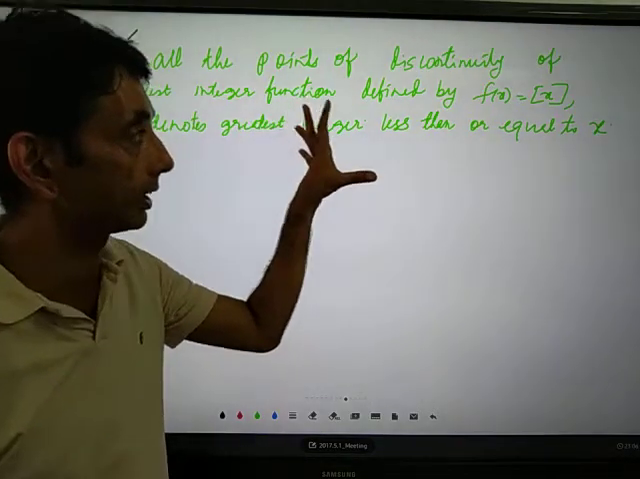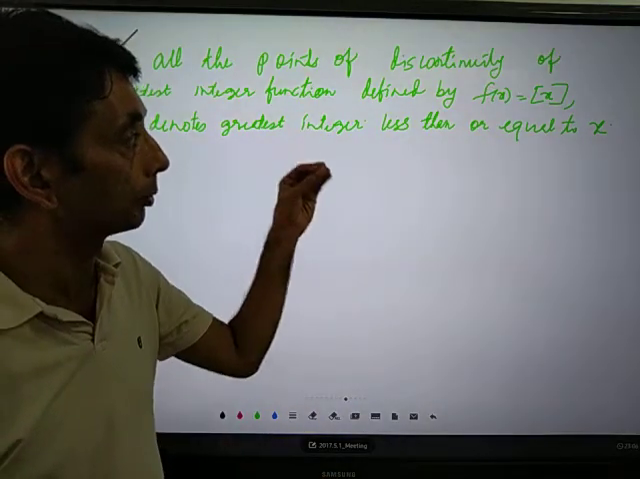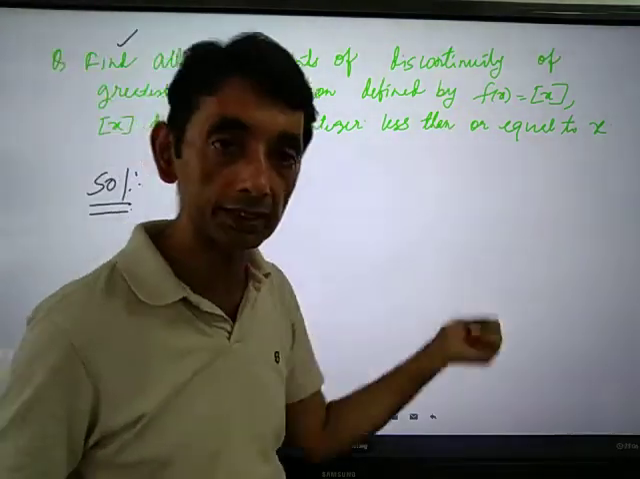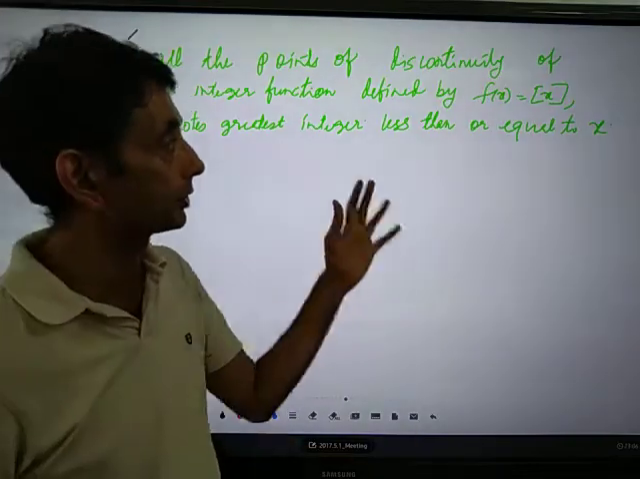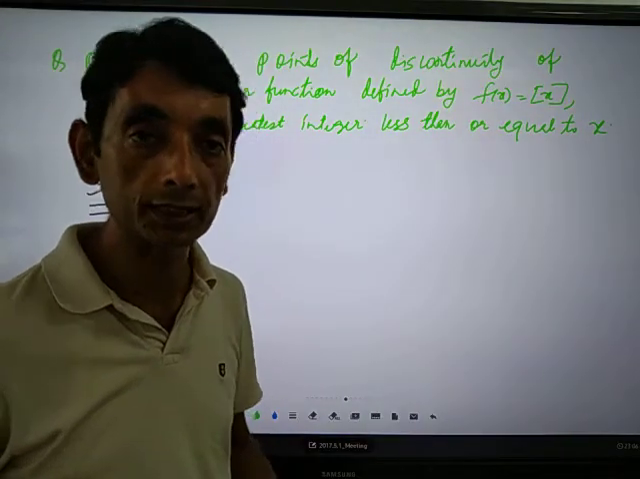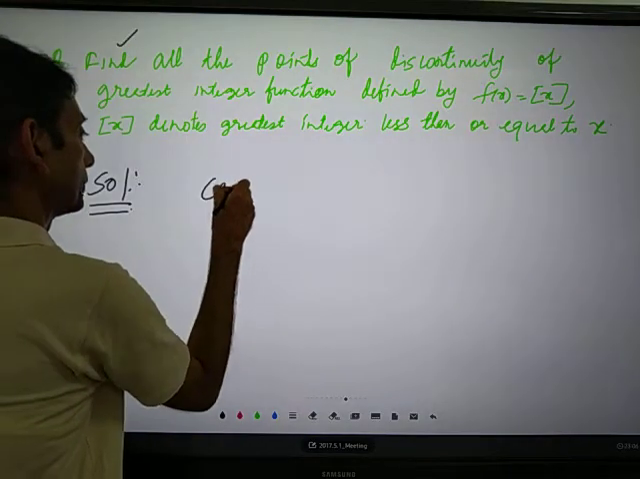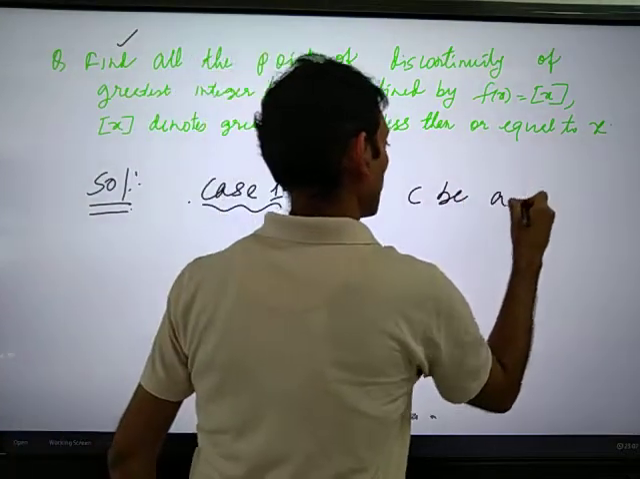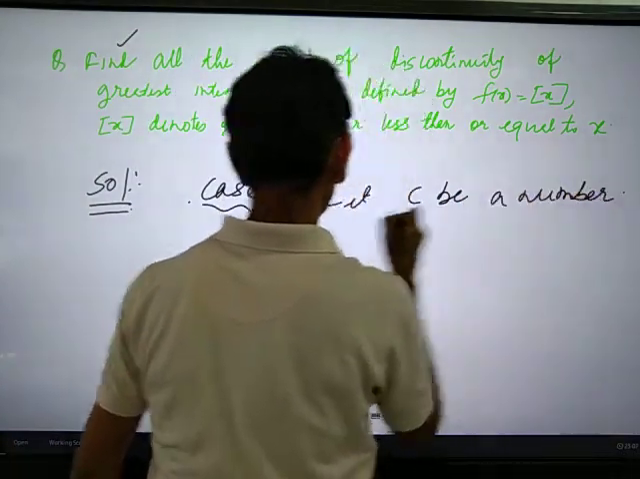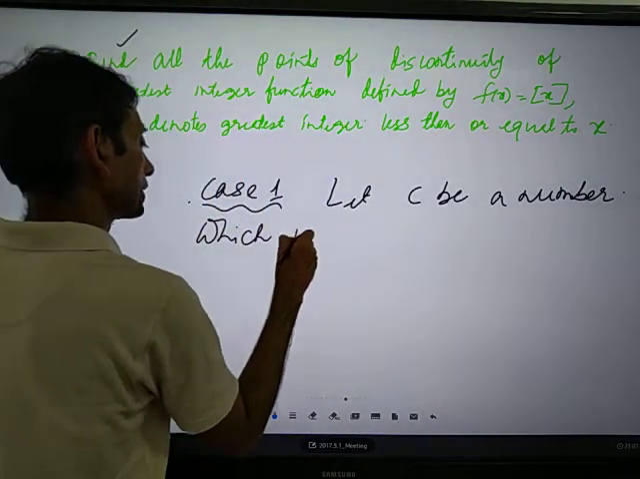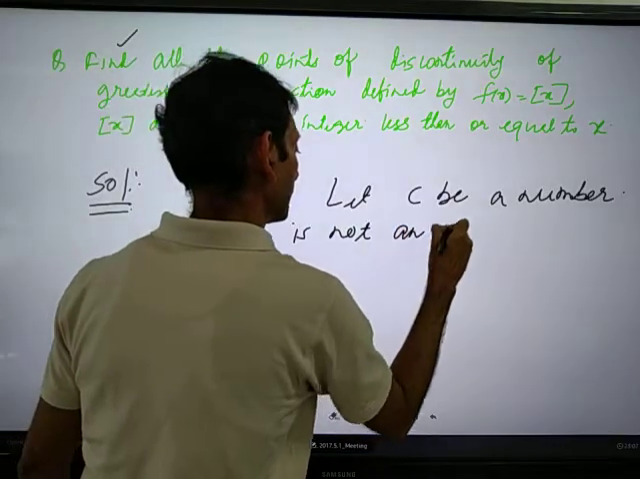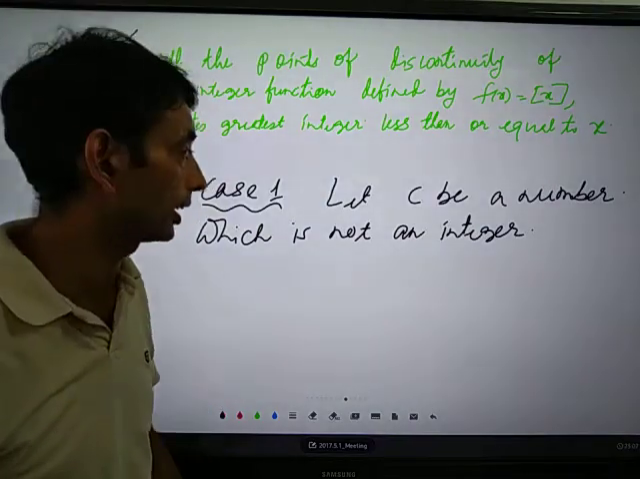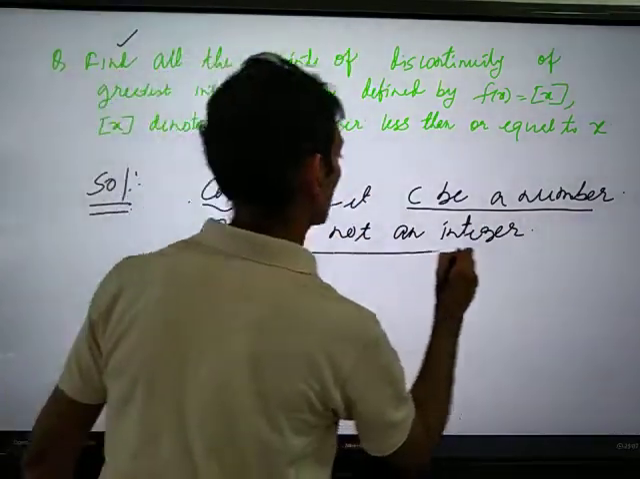How can you solve this question? We'll divide the answer into two parts. We'll try to find the continuity for a value which is an integer, and similarly we'll try to find the continuity of the function for a value which is not an integer. So just solve with case 1 and case 2. Case 1, let c be a number which is not an integer. So try to find the continuity for non-integral numbers.